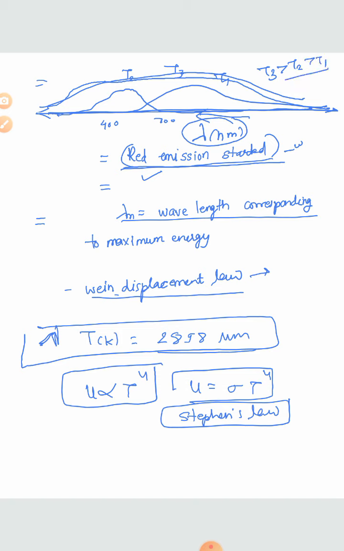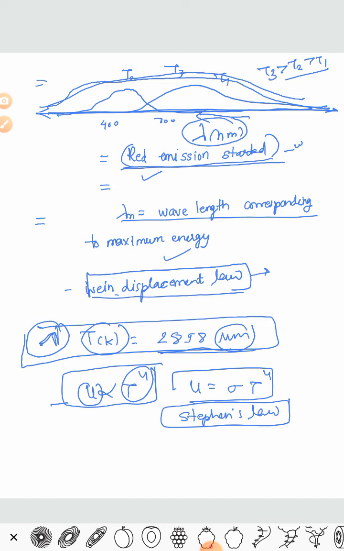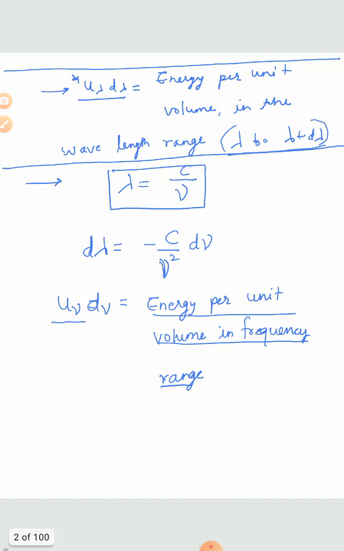Lambda max is the wavelength of the corresponding maximum energy, and that is described by Wien's displacement law. Wien says that lambda max times temperature is equal to 2898 micrometer kelvin, and Stefan says that energy is directly proportional to the fourth power of the temperature. This means the higher the temperature, the more the energy will be.